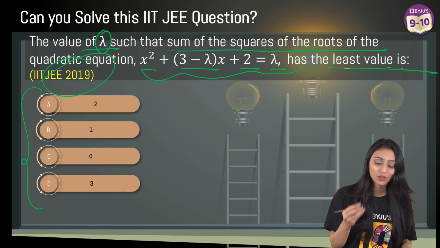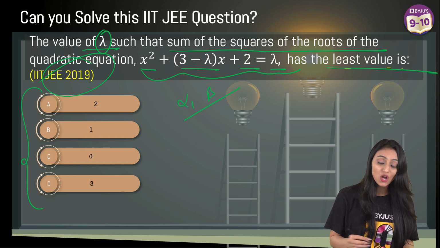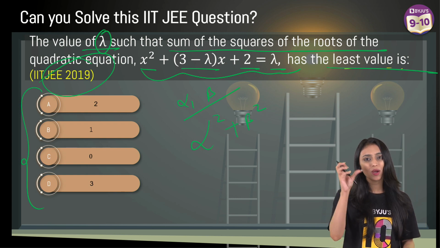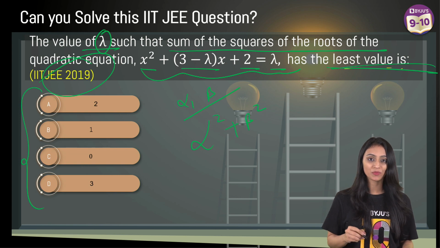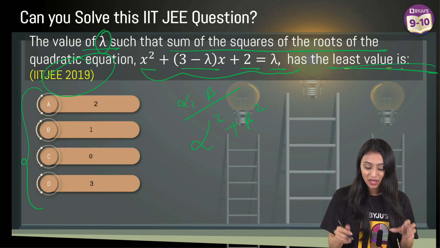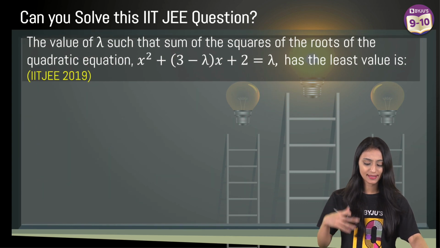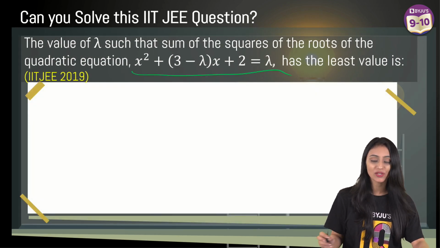We know that a quadratic equation has two roots, alpha and beta. Question says sum of squares of roots, that means alpha square plus beta square has the least value. So what should be the value of lambda so that alpha square and beta square has the least value? Well, to understand this, let's take a look. This is the quadratic equation that we have.